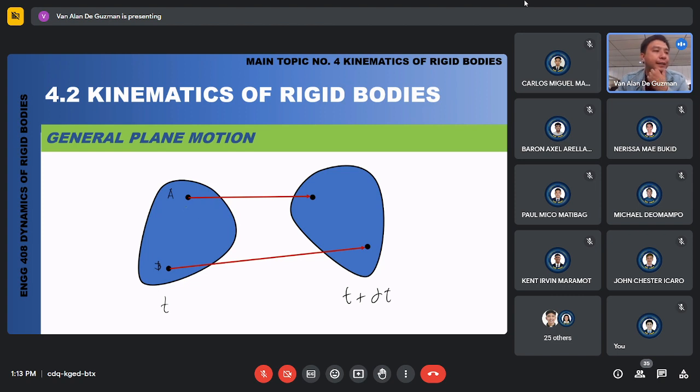So from point A, lumipas siya from point A to point A prime. This is after T plus delta T. Point B naman to point B prime.